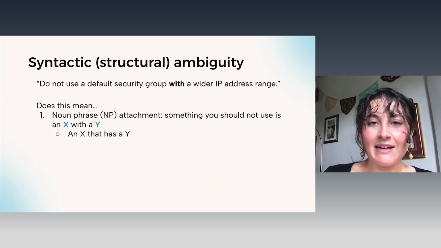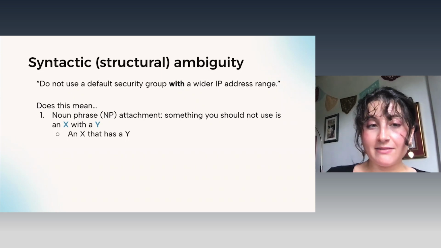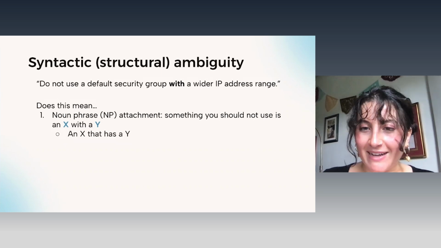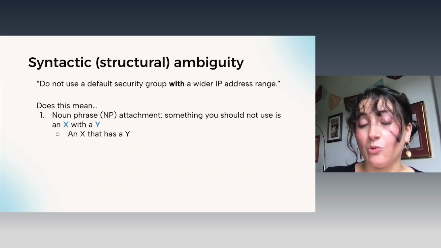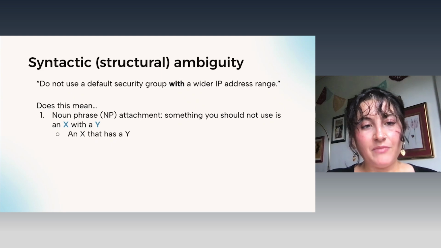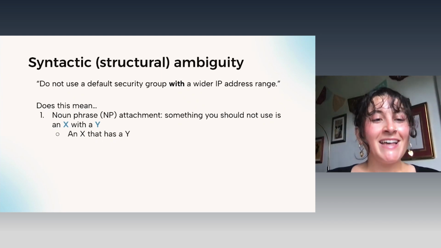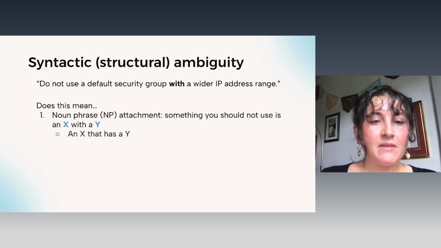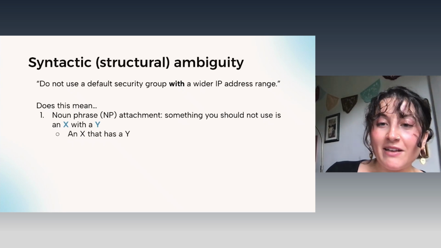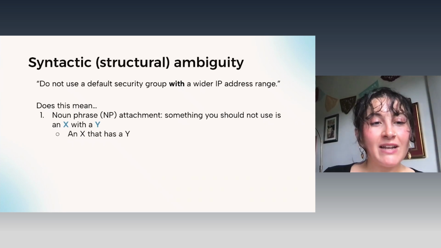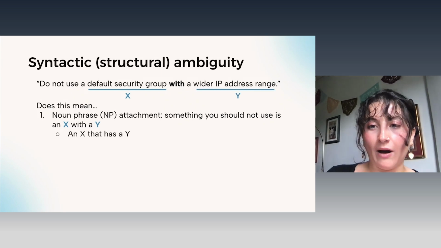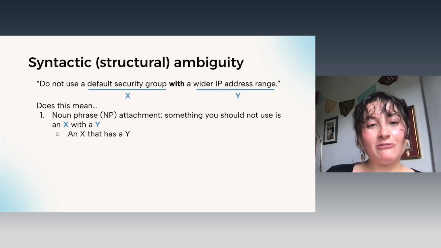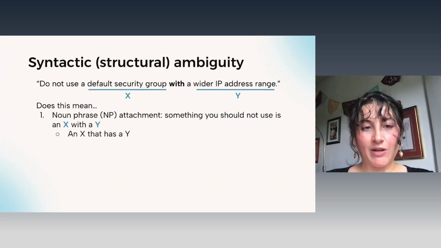So this sentence has, in my opinion, two readings. The first, and don't worry too much about all these technical terms, I kind of just put them here in case you are curious, but if it's confusing you more, just disregard. But the first option is what we call noun phrase attachment or NP attachment. So essentially, another way to describe this is something you should not use is an X with a Y. So something you should not use is a default security group with a wider IP address range.